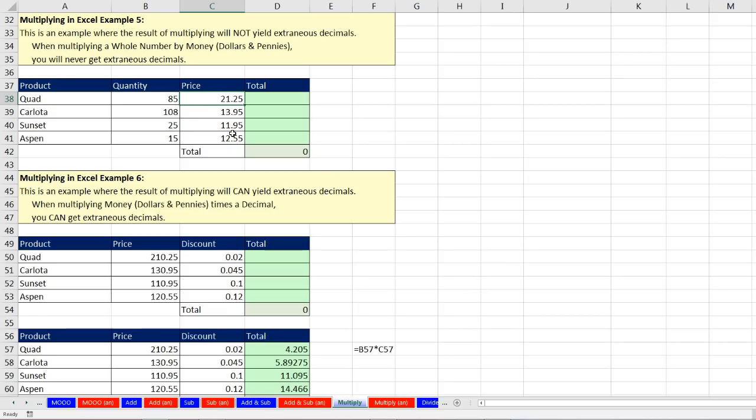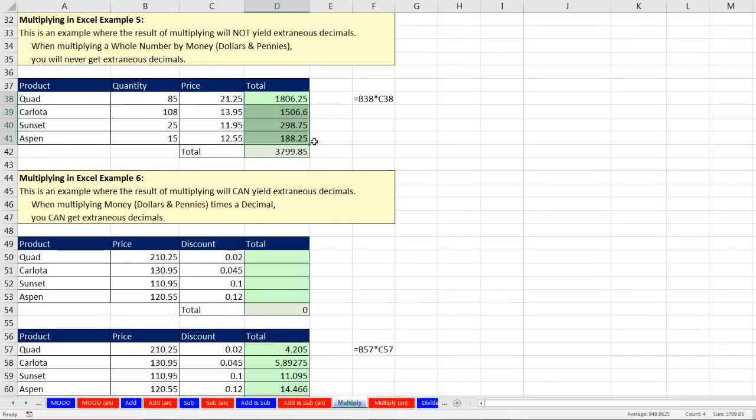This isn't like gas where we have partial pennies, or sometimes in the parts industry, screws, nuts, nails can have prices that are partial pennies. But we don't have that here. So we can simply build our formula: equal sign, arrow to get quantity times arrow to get price. Control Enter, copy it down. We have no chance of getting extraneous decimals here, so we don't have to use round.